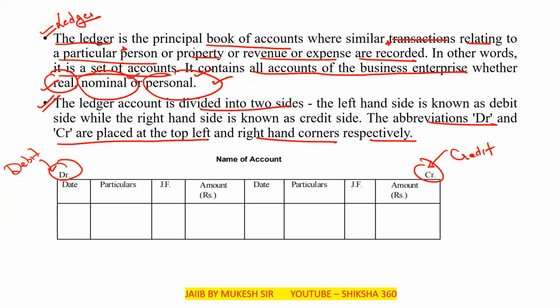So this one is the date here. This one is the particular. I will discuss this in the next slide. This is the amount, and the second one is for the credit. This is a folio. I will tell you what is the meaning of that.